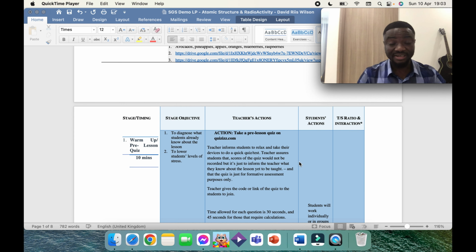The lesson plan is actually broken into 5 columns. The first column talks about the stage of the lesson and the timing. The second is the stage objective. The third is the action of the teacher. The fourth is the students' actions. And then the last column is the teacher-student ratio, the percentage of participation or interaction for that particular stage.